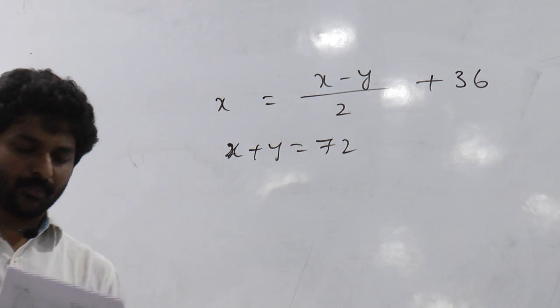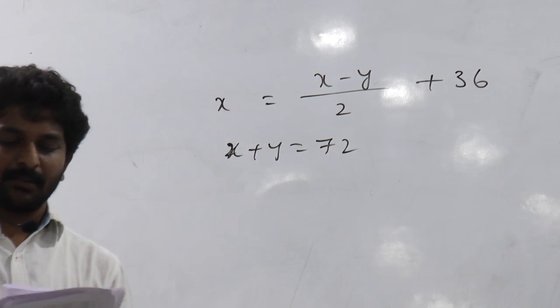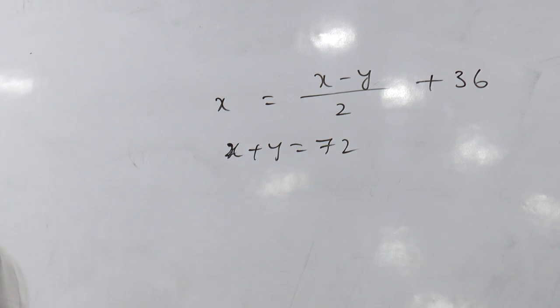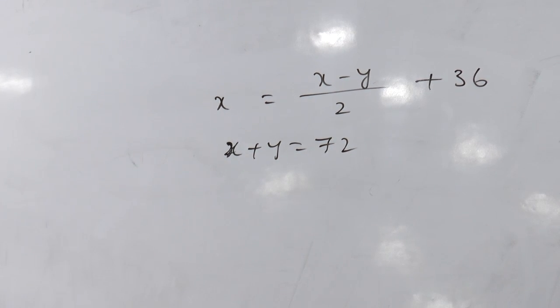49. 4,500 is divided among A, B, C. What is the share of B? You're asked about B's share. Now, first one.